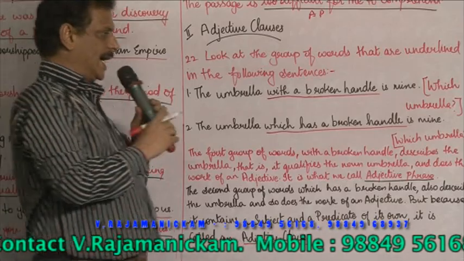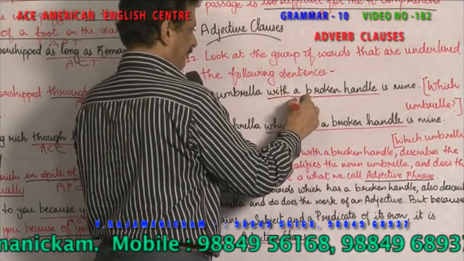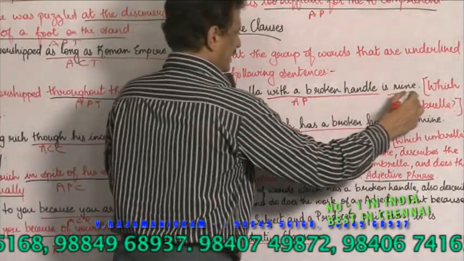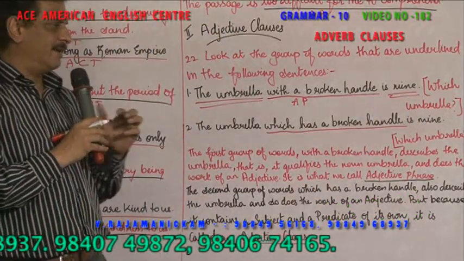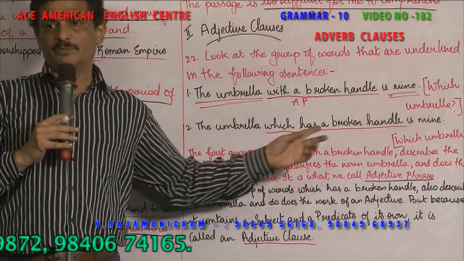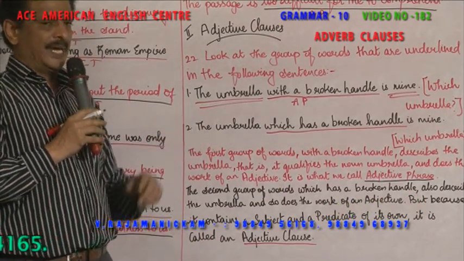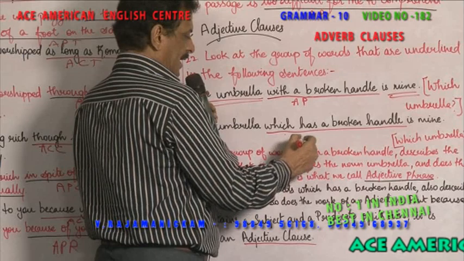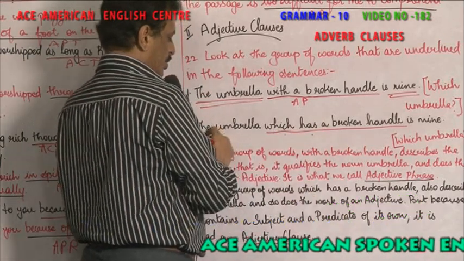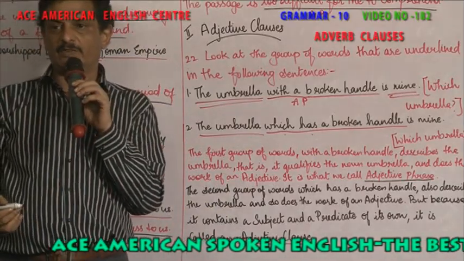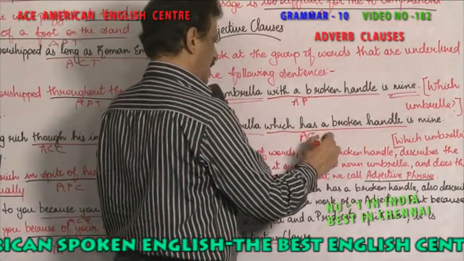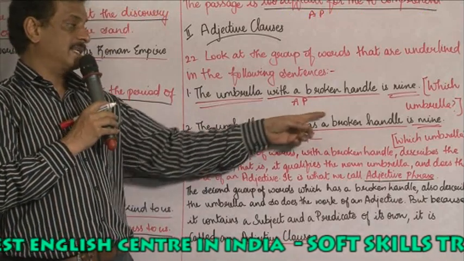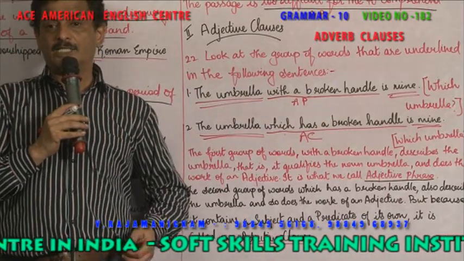So, the umbrella with a broken handle becomes an adjective phrase. No verb is there, right? Umbrella is mine, this is a full sentence. Which umbrella is mine? The umbrella with a broken handle. No verb is there, so it becomes an adjective phrase. Now you see, the umbrella which has a broken handle: this "which" stands for umbrella, and "has" is a verb, so it becomes an adjective clause, right?